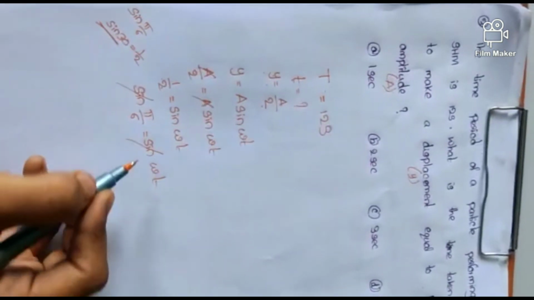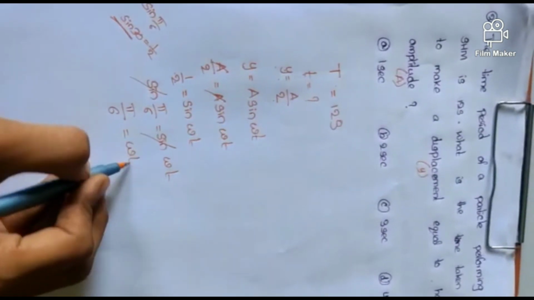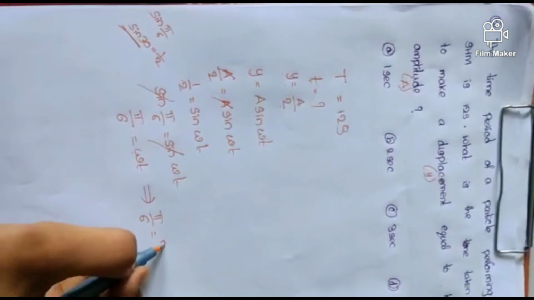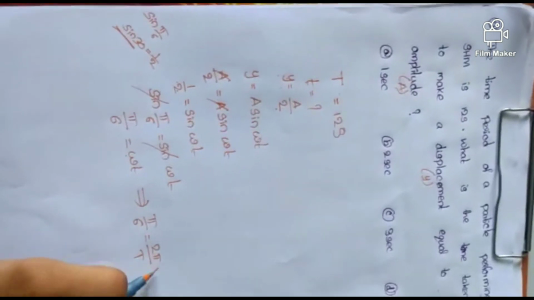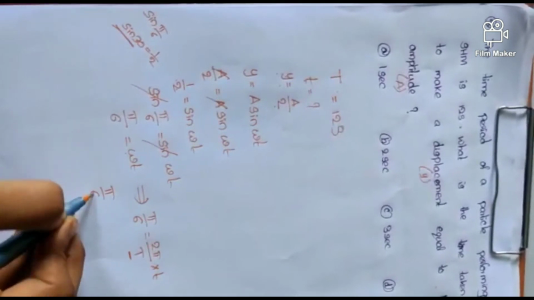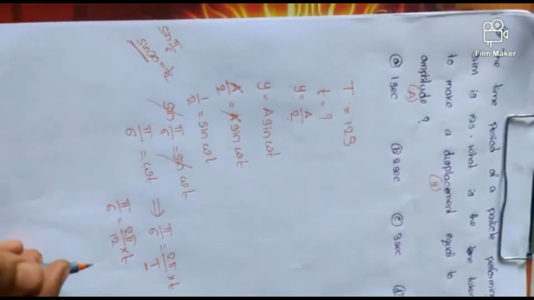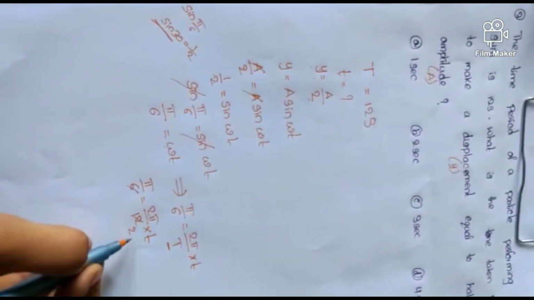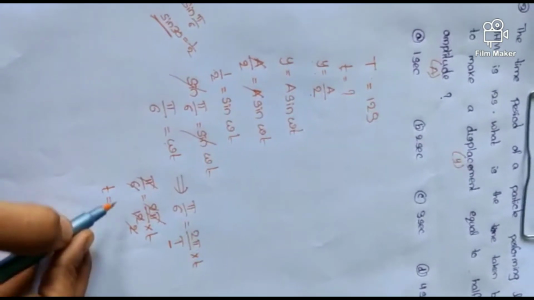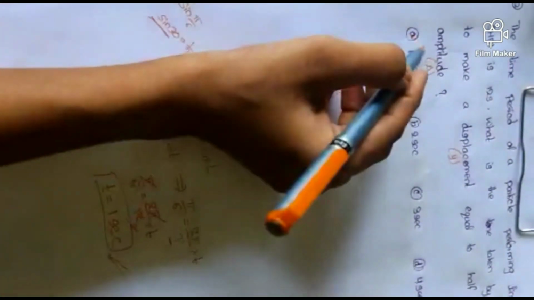I am cancelling sin and sin here. So the remaining is pi by 6 is equal to omega t, and here I am writing omega as 2 pi by T. Pi by 6 is equal to 2 pi by capital T into small t. Substitute the value of capital T, that is 12 seconds. Pi by 6 is equal to 2 pi by 12 into t. So 6 1s are 6, 2 6s are 12, pi cancels. We will get small t, that is the time taken, equal to 1 second. So the answer is time taken is equal to 1 second.